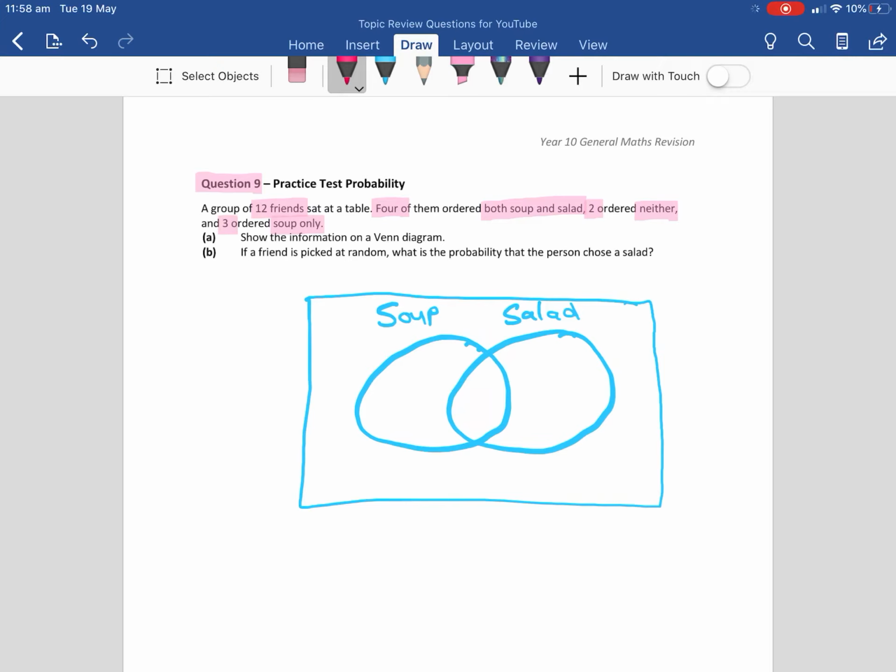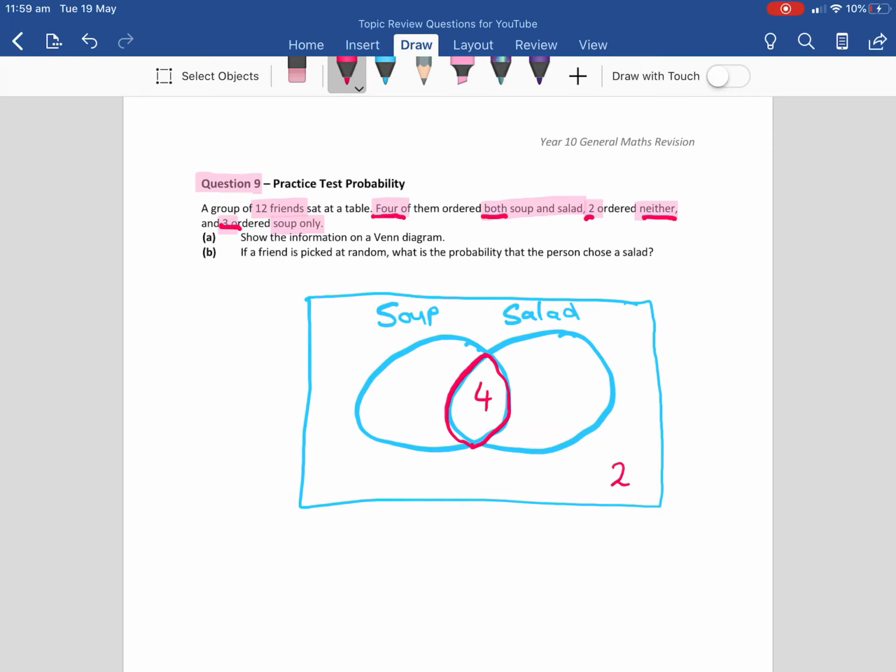Now remember, every time you do Venn diagrams, okay, look at the intersection first. What are you going to put in this middle part? Okay, so how many of them like both? Well, when we highlighted before, there was 4 of them that liked both. Okay, so the number 4 is going to go in the middle. Then the next bit of information, we've got 2 ordered neither, so the number 2 is going to go on the outside.